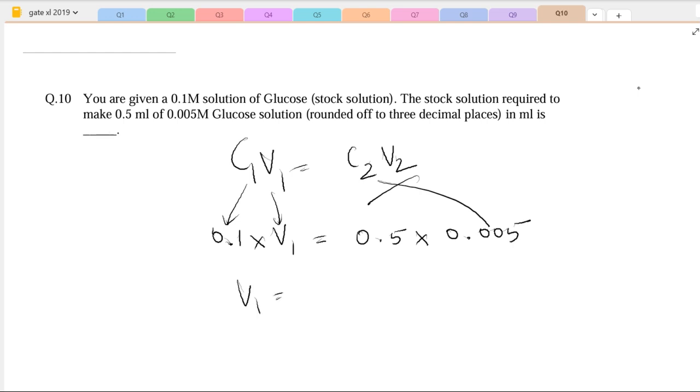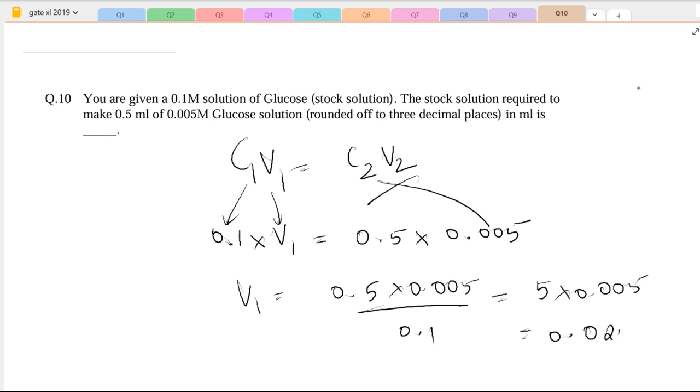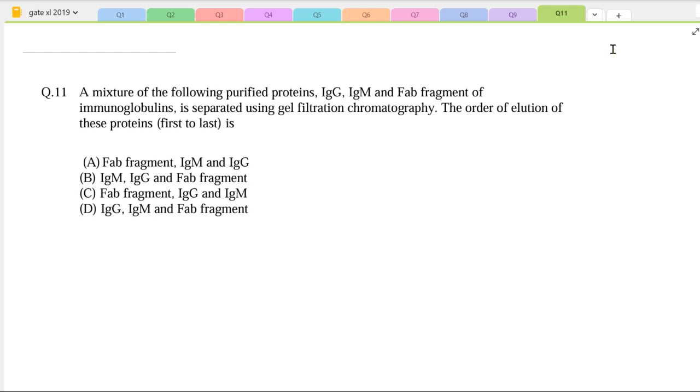So now V1 equal to 0.5 into 0.005 divided by 0.1. That will give you 5 into 0.005, which is 0.025 ml. Since everything is in ml and they also ask the answer in ml, it's very important to check the units in which the data is given and the way in which they ask for the answer. So the correct answer here is 0.025 ml. This is pretty simple. Moving on to the next question.